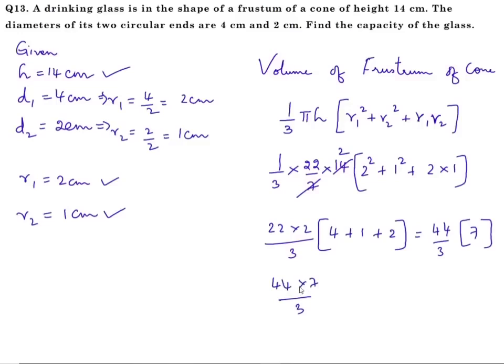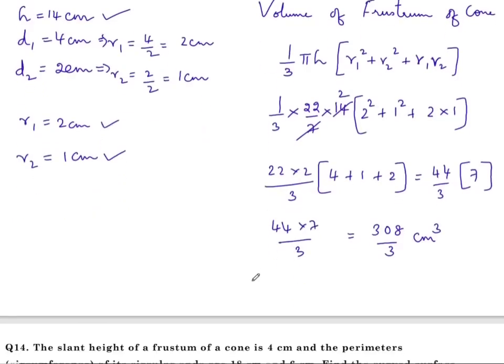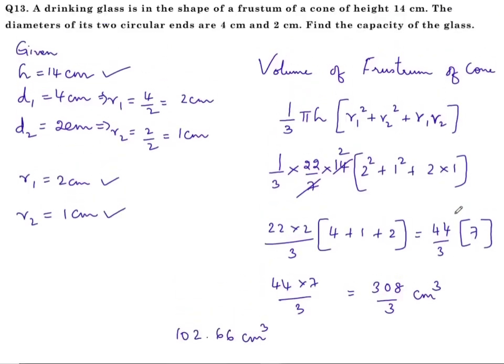Now multiply 44 into 7 by 3. What you get? 44 into 7 is 308 by 3 centimeter cube. What is the unit of volume? It is centimeter cube or meter cube. Therefore, you can keep it as it is, or you can keep it in decimal or in mixed fraction. 308 divided by 3, what I get is 102.66 centimeter cube. Very simple question.